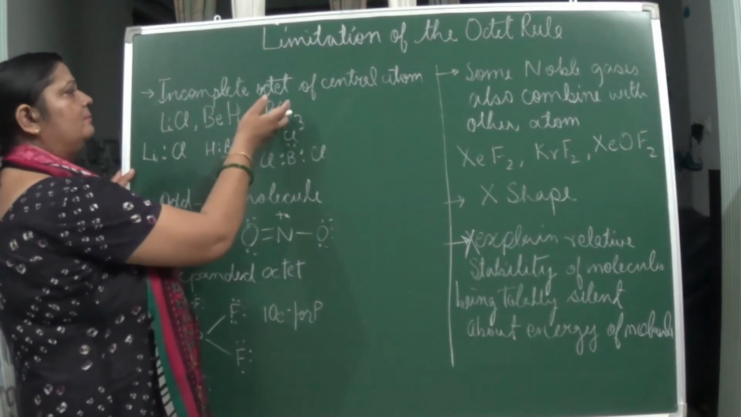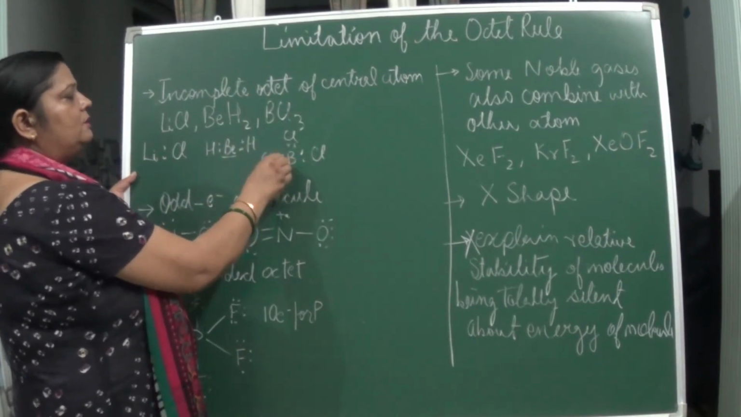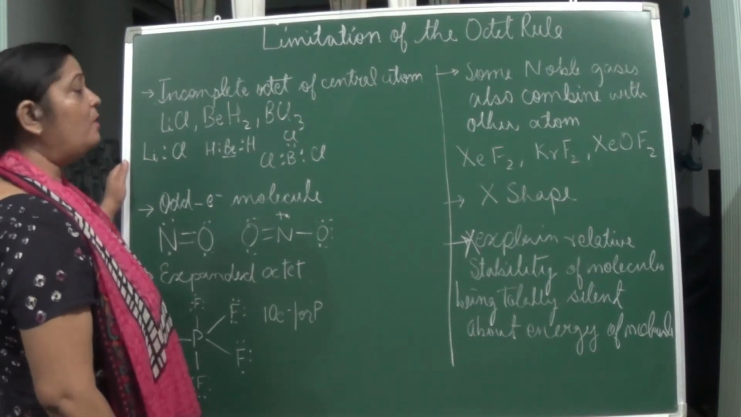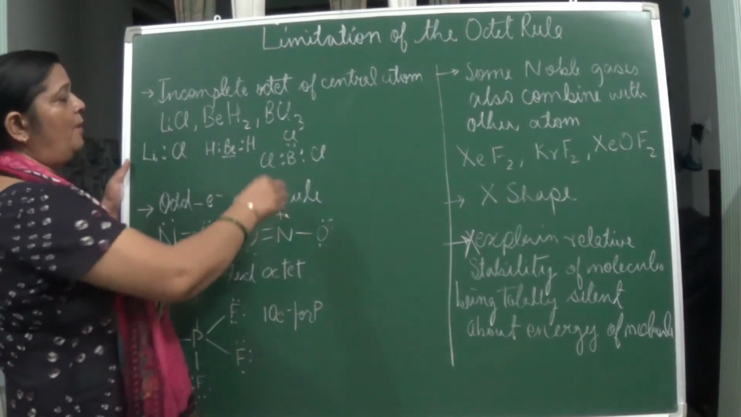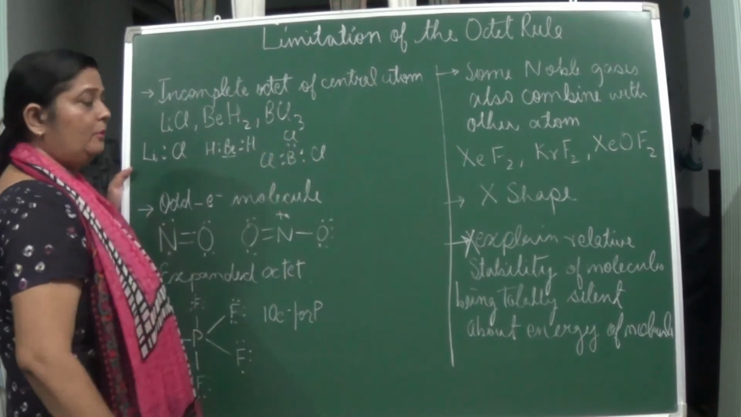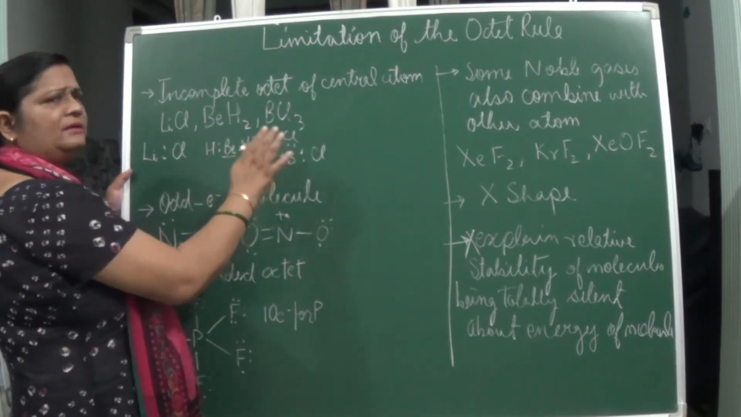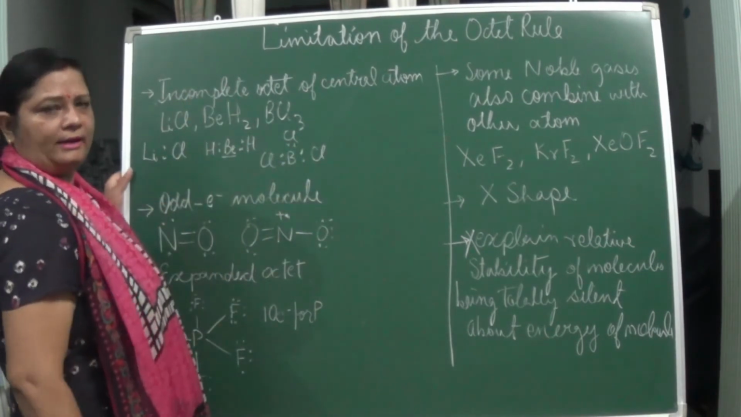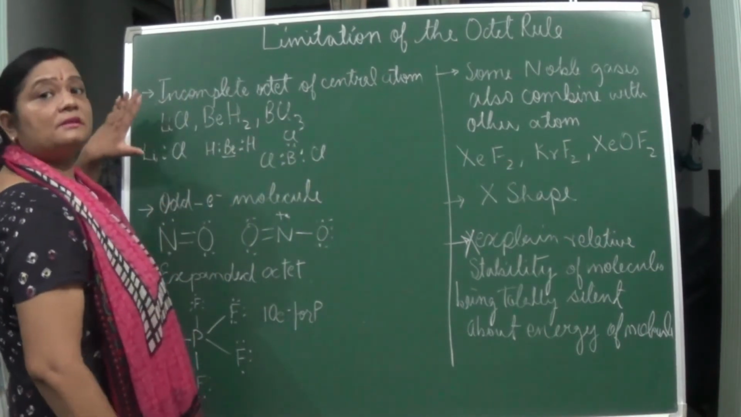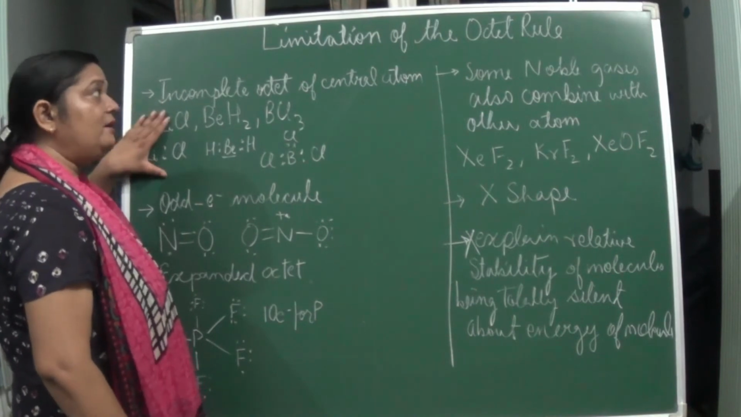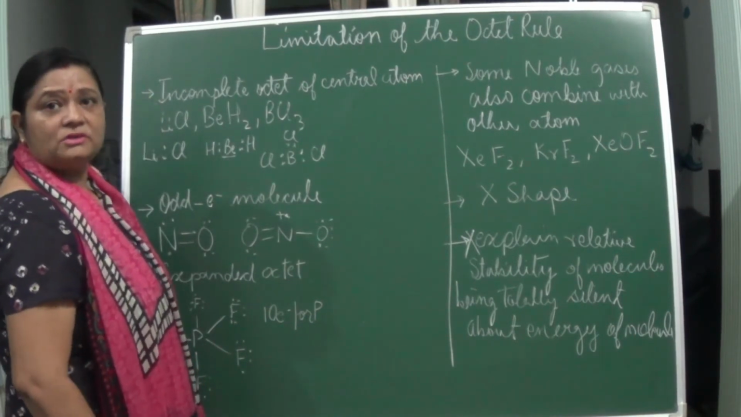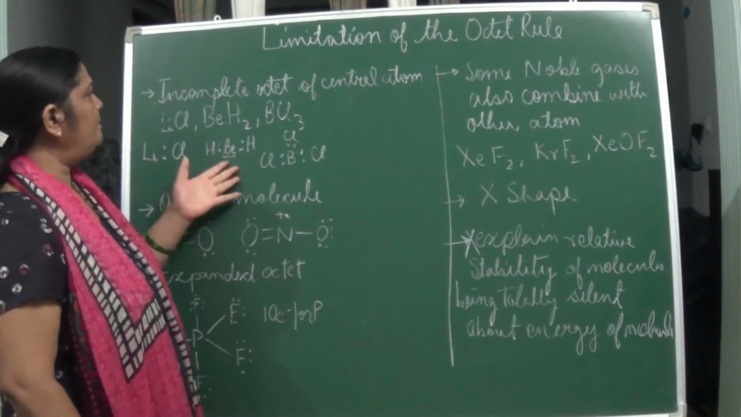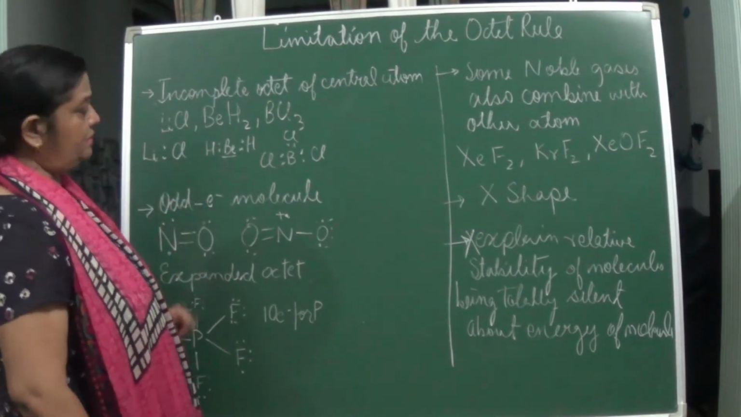Like that, boron trichloride also. We all know how many electrons boron has in its outermost shell? Only 3: 1, 2 and 3. And after 3 chlorines combine and form the bond, how many electrons are there? Only 6, not 8. So here in these compounds we find that the octet rule is not followed. But yes, these compounds exist. So here it is a limitation of the octet rule.